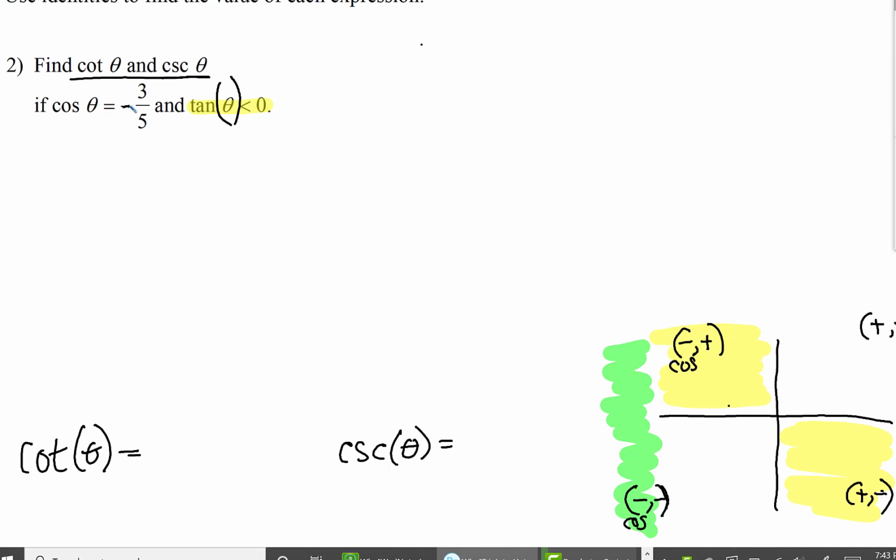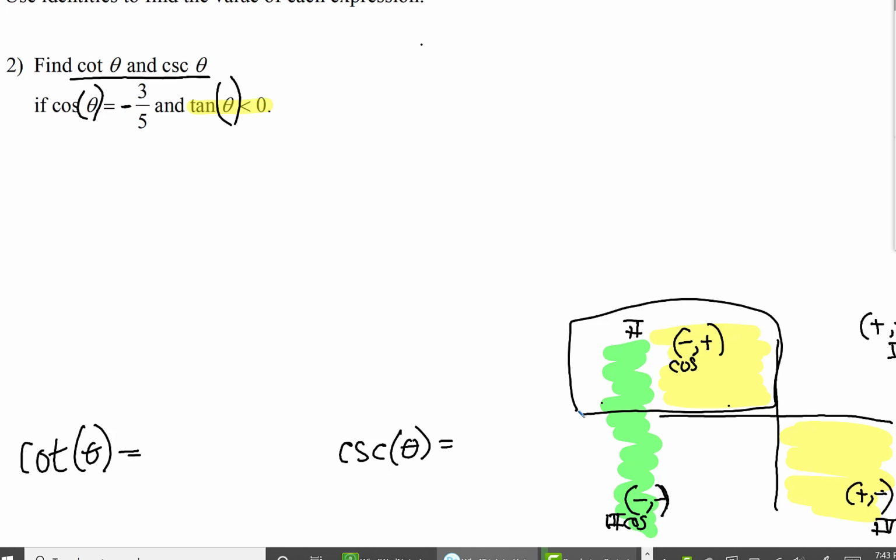We also are given the fact that cosine theta is negative. Well, cosine theta is negative in both the second and third quadrants. Well, look at where they agree. They agree in the second quadrant.